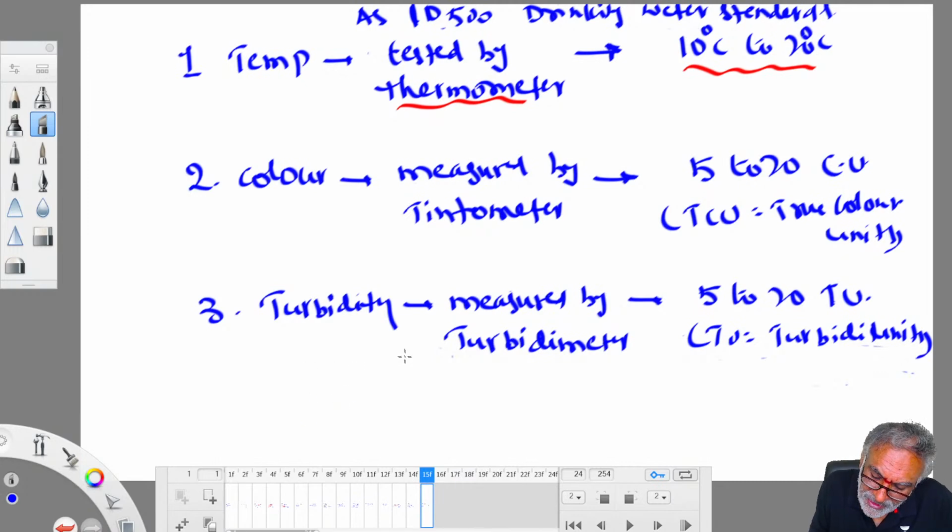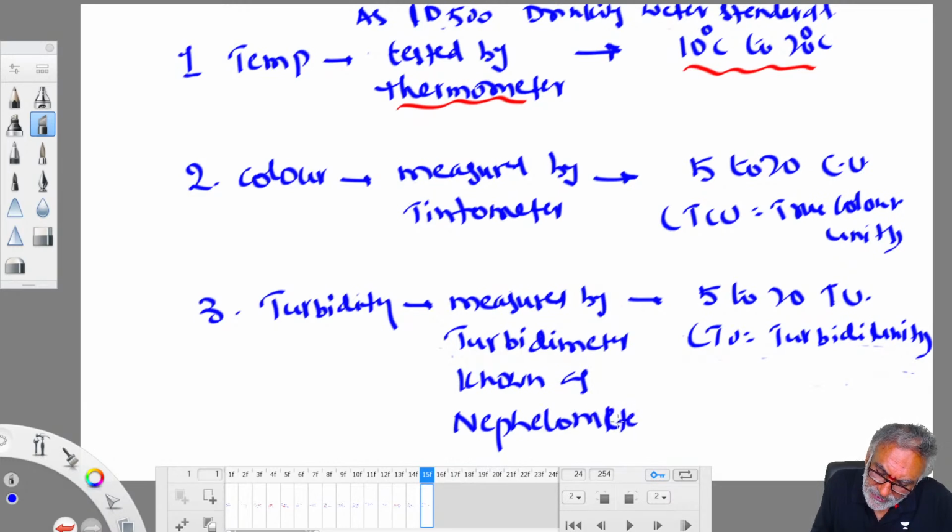So turbidimeter is a digital electronic device that quickly measures turbidity. Okay? Therefore it is very popular. Turbidimeter is known as nephelometer. Turbidity is measured by nephelometer. Exactly, if you want to measure turbidity, you have to use a nephelometer.